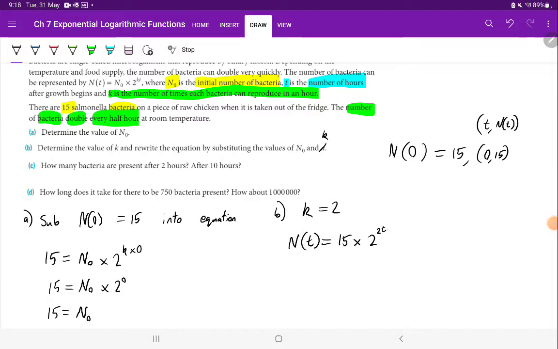And now we've got a full-on equation, and now we can actually start using it. Once you've got a complete equation, you can either substitute in N, our y variable, or t, our x variable, to work out the other one. So we've now got a complete equation. So let's have a look at C. How many bacteria are present after 2 hours, after 10 hours?